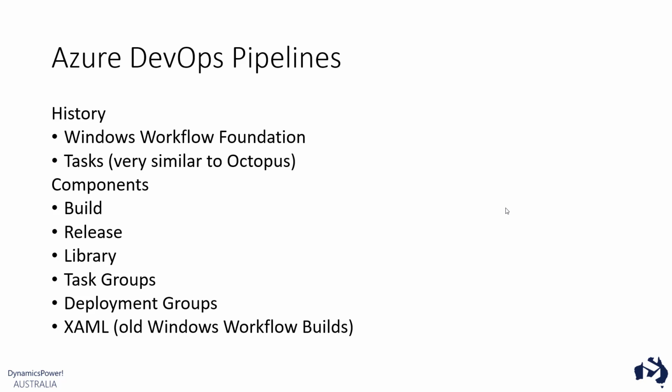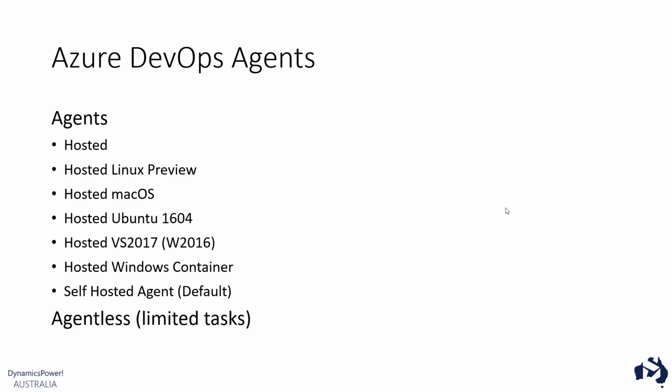We've also got a library where we can have sets of variables. So if we use variables across different environments, we can have those. We've also got task groups, which allow us to group a set of tasks so that we can repeat those tasks across many builds or releases. Deployment groups, I haven't really dug too much into. It's an attempt to say these machines are production, these machines are UAT, things like that. And then you still have access to the old style workflow builds. They get listed in there. And if you've got any time whatsoever, convert them. It's so much easier to do the new ones.